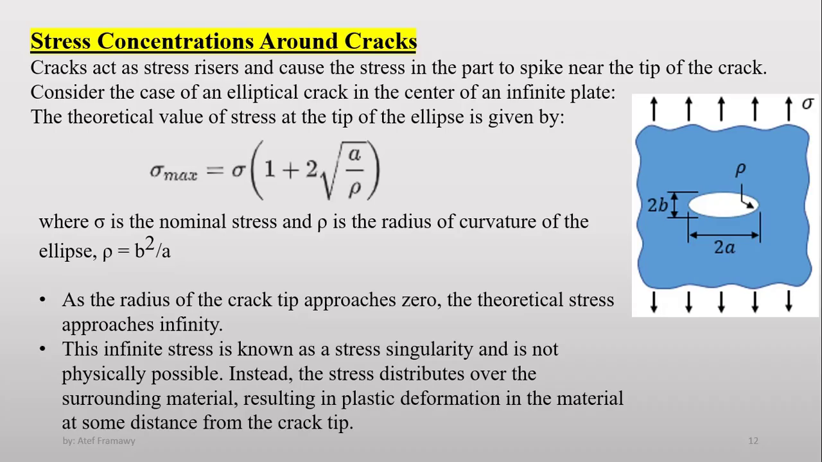This situation where stress theoretically goes to infinity is called a stress singularity. It's not physically possible because materials can't handle infinite stress. Instead, the stress spreads out over the surrounding material, causing plastic deformation, a permanent change in shape, some distance away from the crack tip.